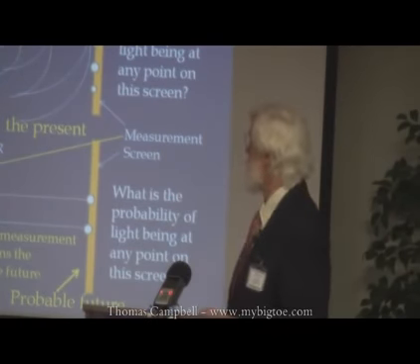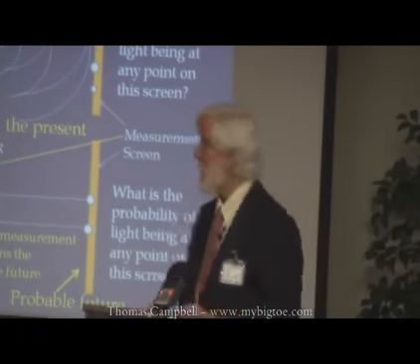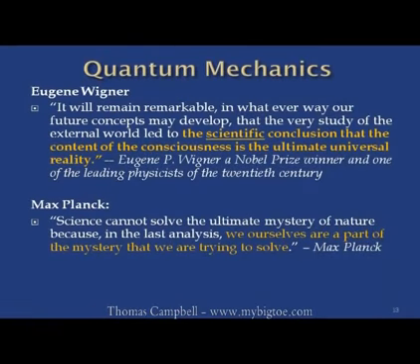Now, I'll give you a couple of quotes from some of the people who helped develop quantum mechanics. First is from Eugene Wigner, and he was a Nobel Prize winner. He was one of the leading scientists that worked on the original quantum mechanics. He says, "It will remain remarkable in whatever way our future concepts may develop that the very study of the external world led to the scientific conclusion that the content of the consciousness is the ultimate universal reality."